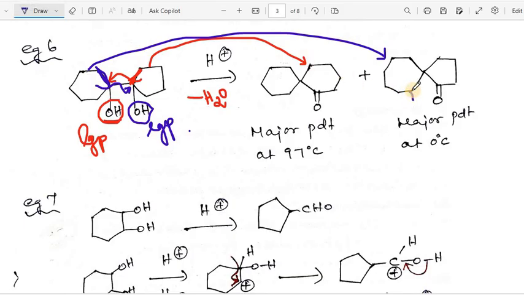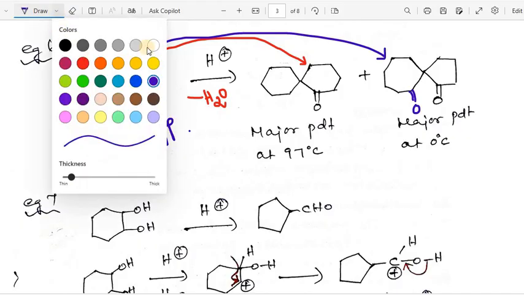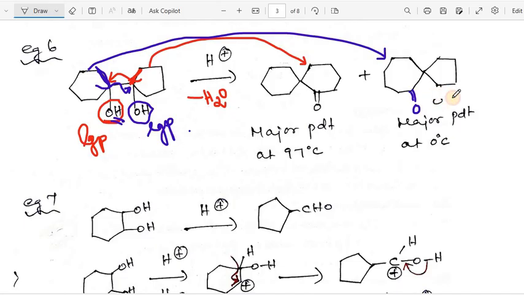There is a formation of ketone here, and there is a double bond. This H will get removed, and there is a formation of ketone here. This product is the wrong one. This is the major product.